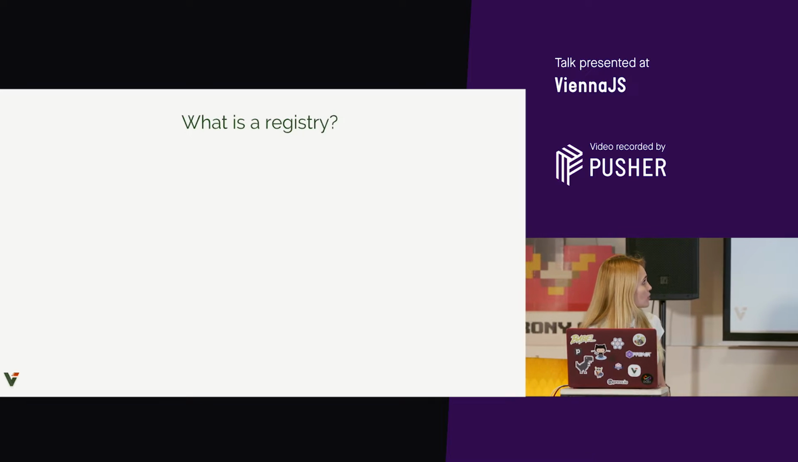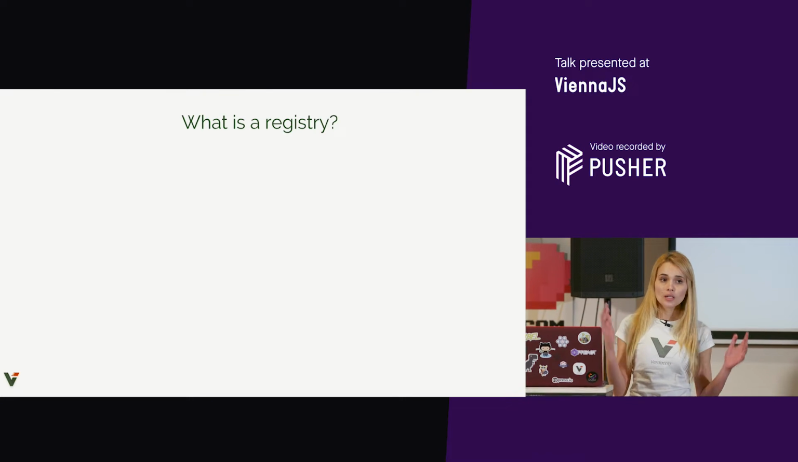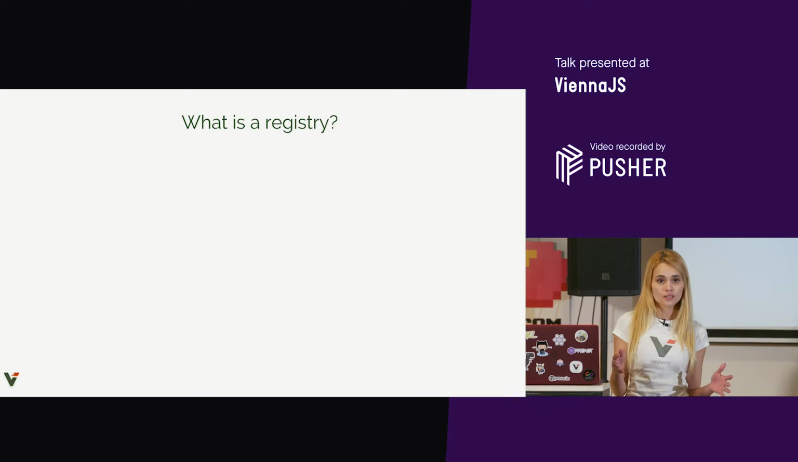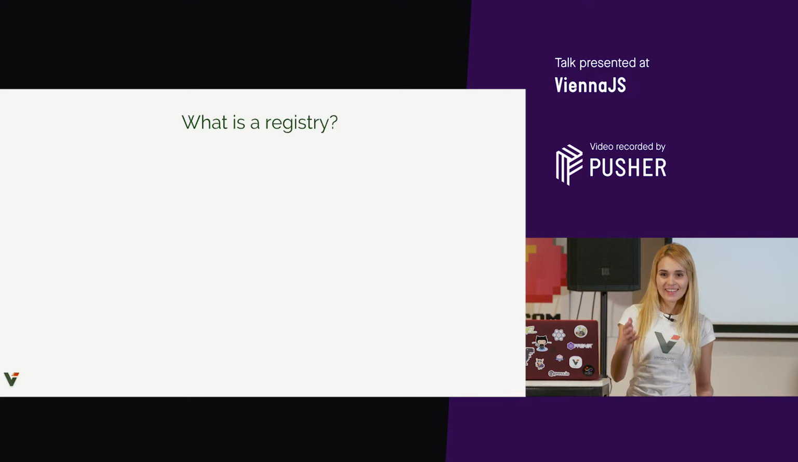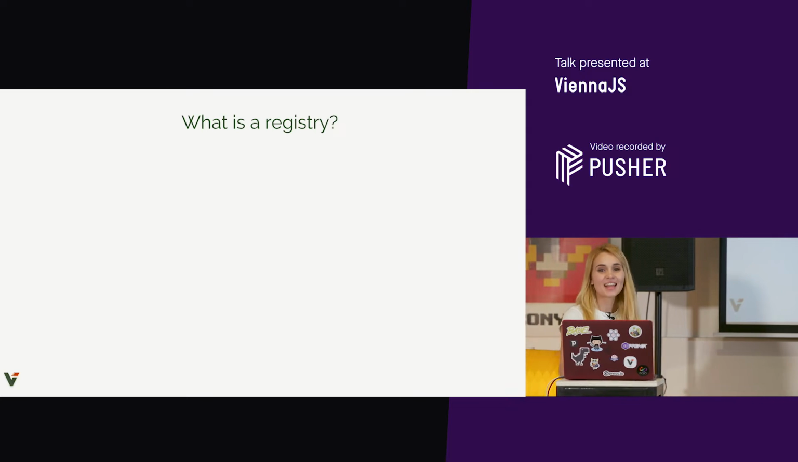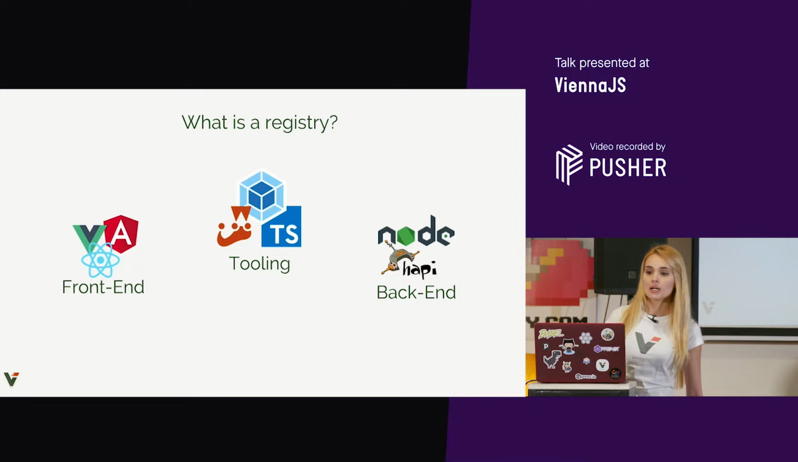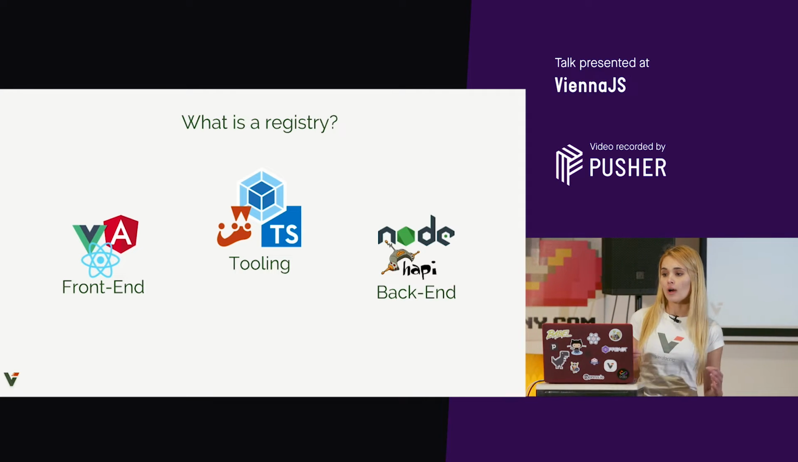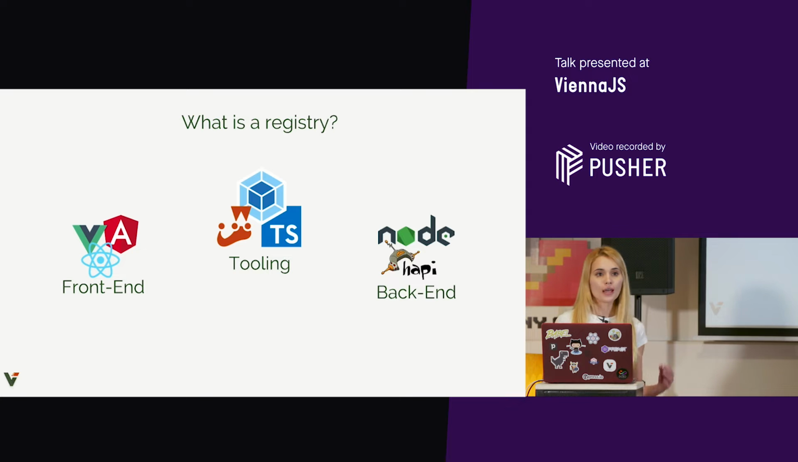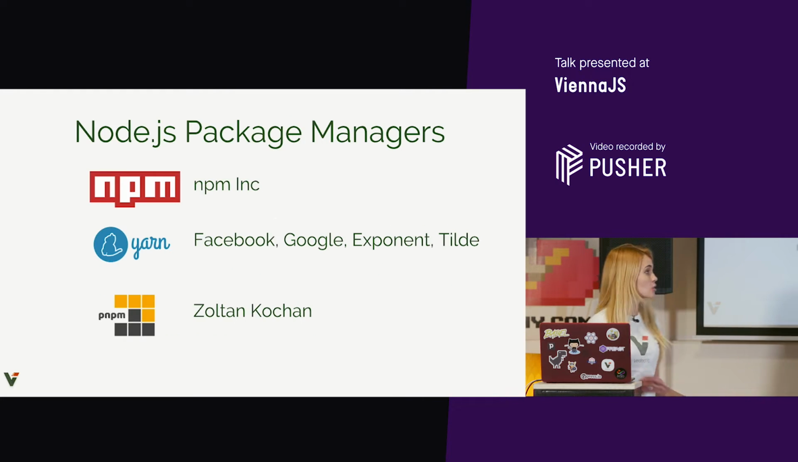Before we start talking about Verdaccio, I'd like to talk about the NPM registry. Does anyone know what a registry is? Okay, so thank you. An NPM registry is a public collection of packages of open source code for Node.js. It's used by back-end and front-end developers.